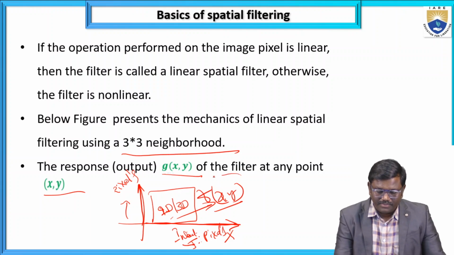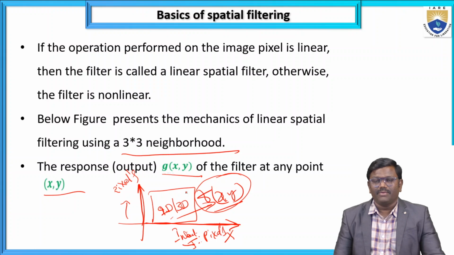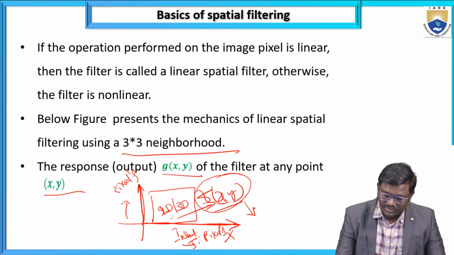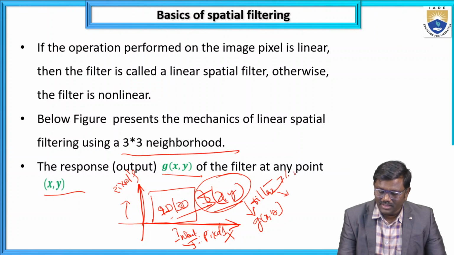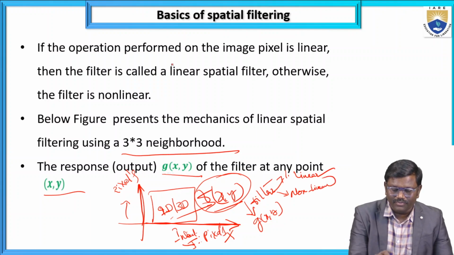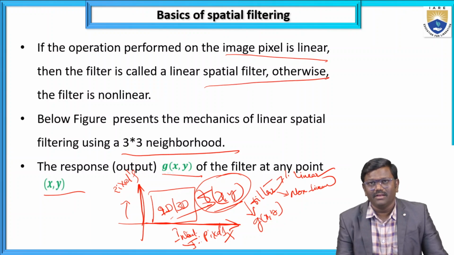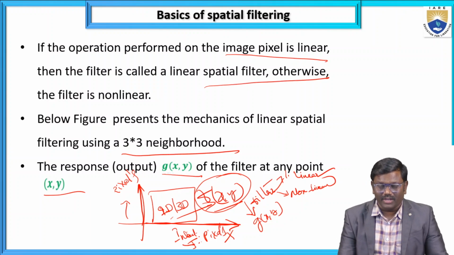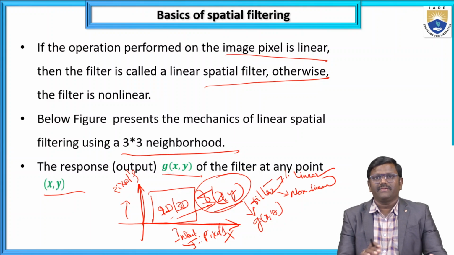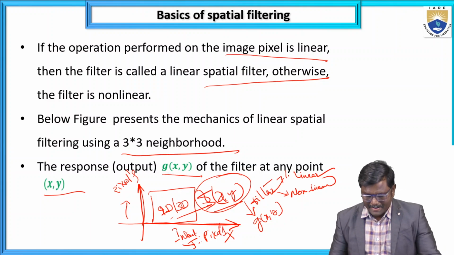Your original image in the form of f of x comma y is now transformed into g of x comma y. That is the meaning of applying the filter. Then we classify the filters into two types: one is linear, another one is non-linear. When will it be linear? It defines that whenever the image pixel operation is linear, then the spatial filter becomes a linear spatial filter. Otherwise, it becomes a non-linear filter. That is what we want to understand from here.